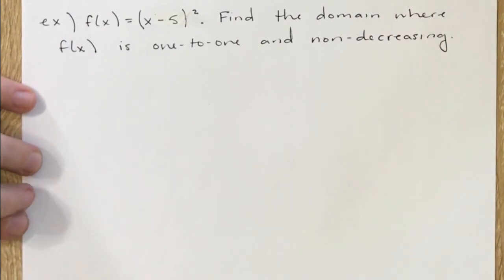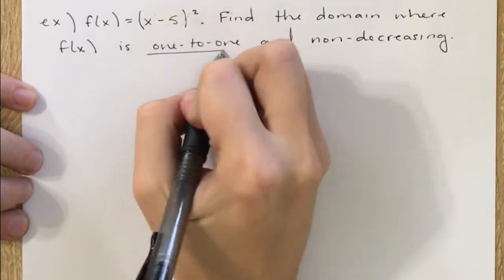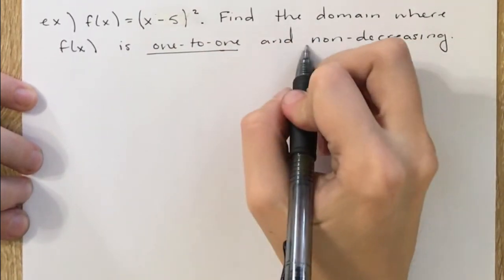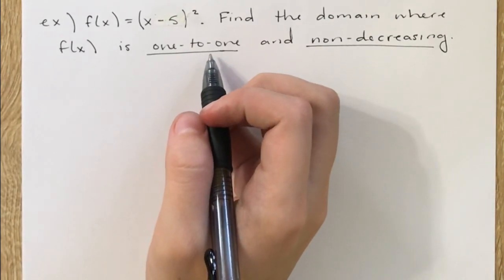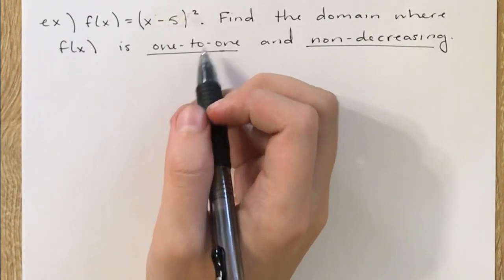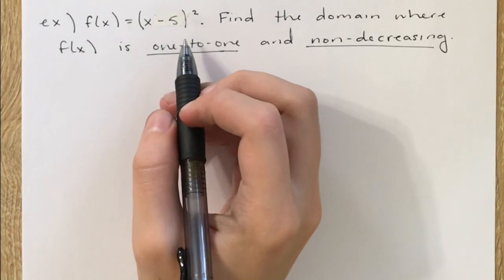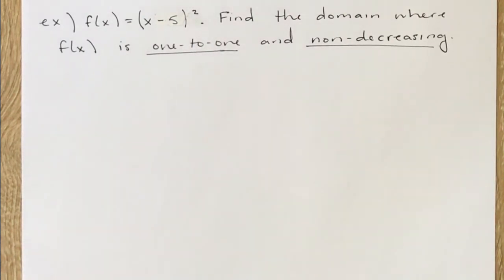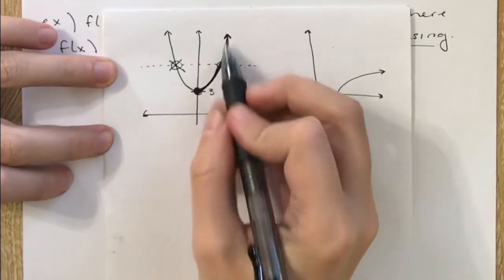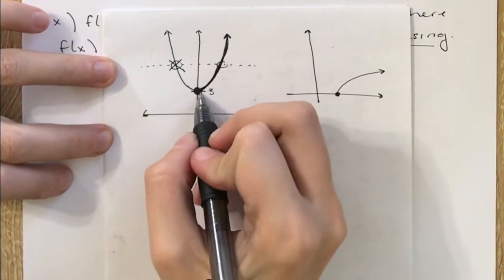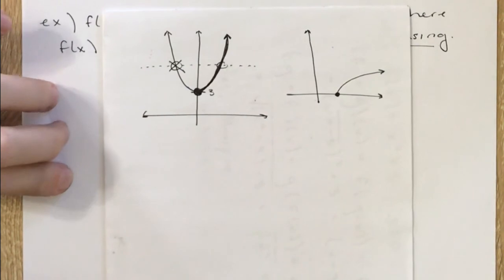And then it will ask you to find the inverse. So what does that mean? First of all, we need to figure out where it's 1 to 1 and then non-decreasing. Well, 1 to 1 was a simple fix, right? If we think back to the example from before where we had a quadratic, we decided to only pick the right half of the function, right? So we just have to do that here.